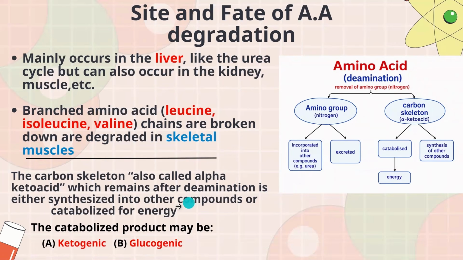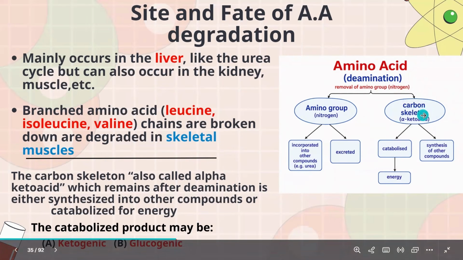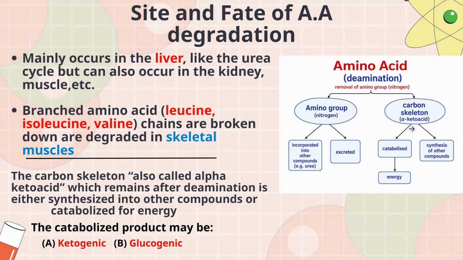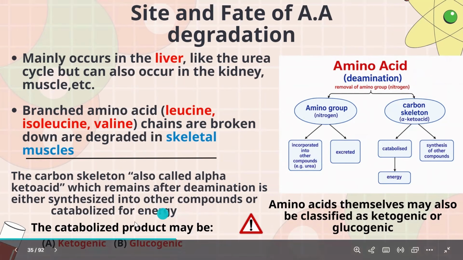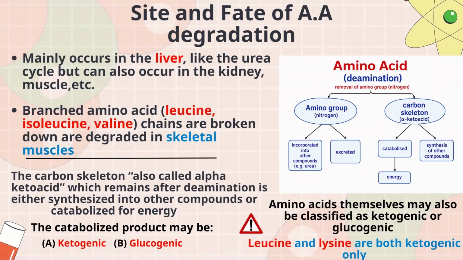Like the catabolized products produced from the carbon skeleton, amino acids themselves may be classified as ketogenic or glucogenic, because breaking down the carbon skeleton contributes to products that are either ketogenic, glucogenic, or even both. Also, something very important: leucine and lysine are the only amino acids that are purely ketogenic. Just remember LL, leucine and lysine, both of them are ketogenic.